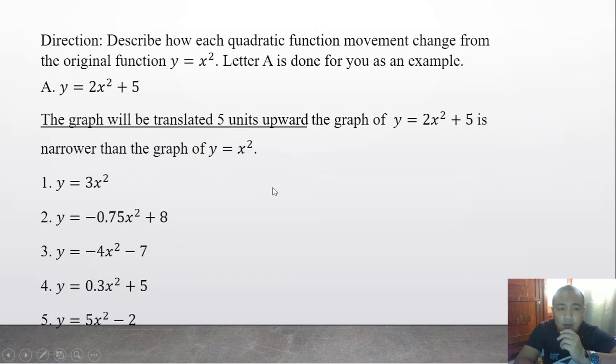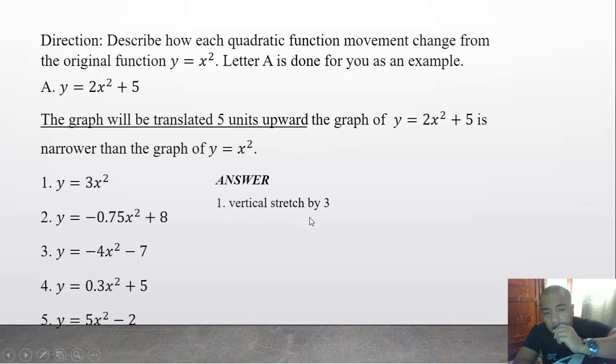Okay. So number 1, what's your answer? Vertical stretch by 3. So since greater yung 3 sa 1, kasi we're comparing this function to y equals x squared plus the movement. So since greater yung 3, the graph is narrower, vertical stretch by 3. How about here, number 2?